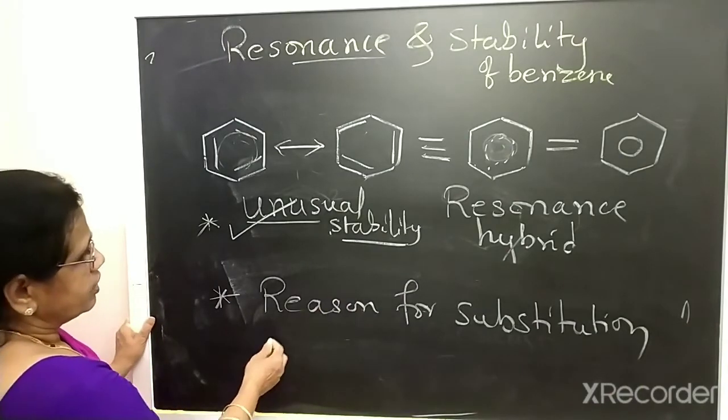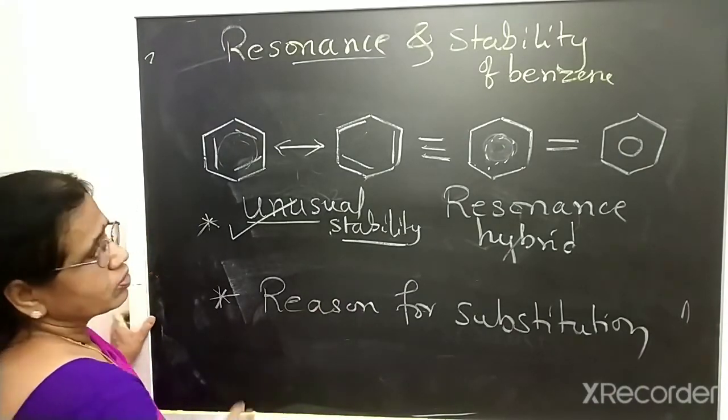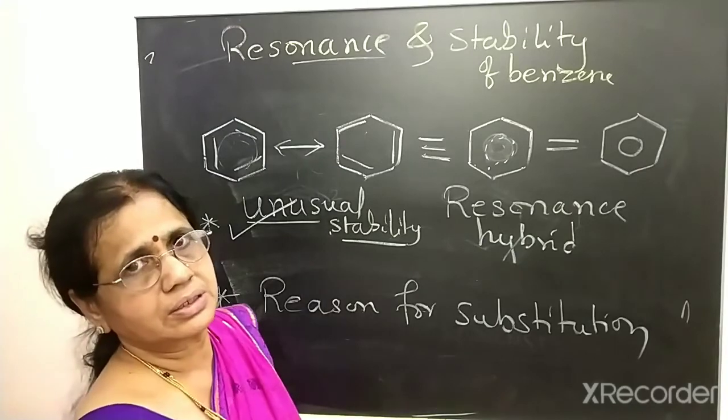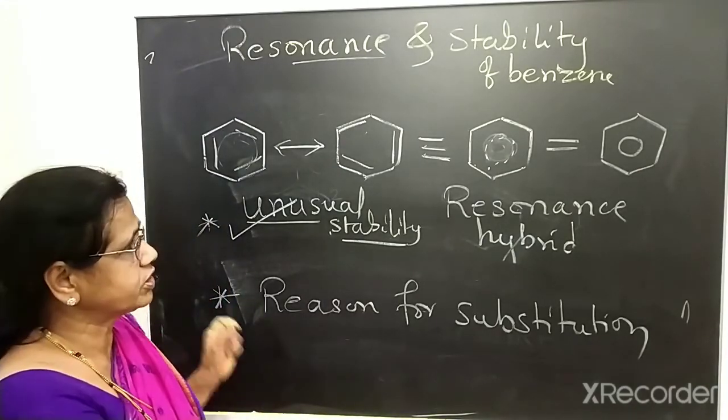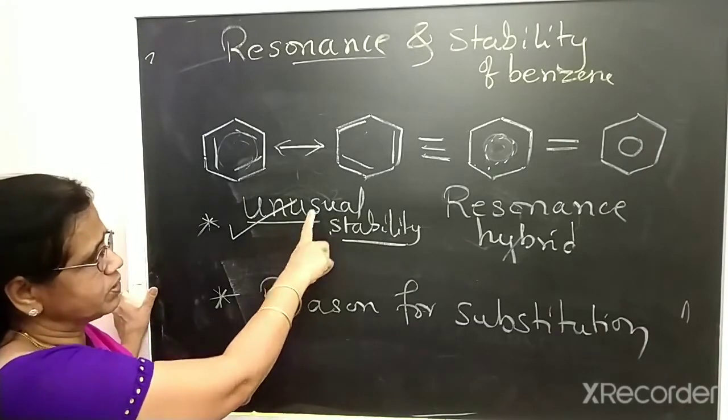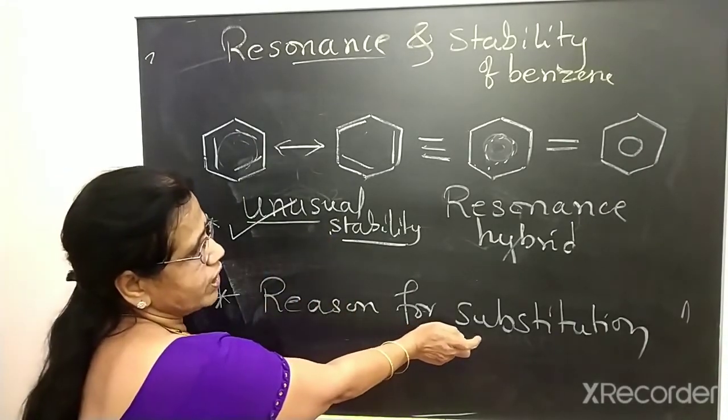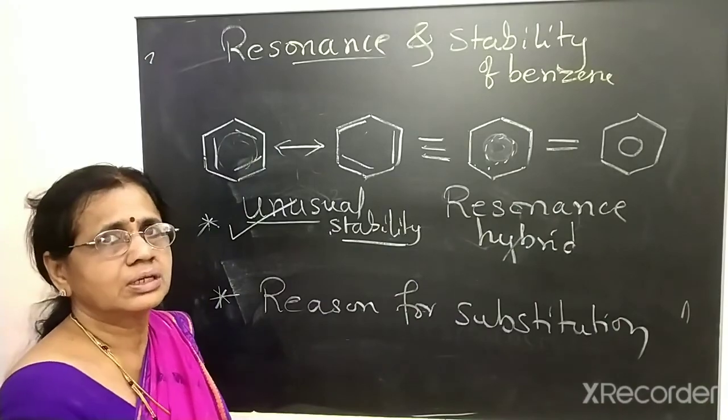So it was explained by the molecular orbital theory. The next theory, molecular orbital theory, explains the unusual stability of benzene, and also explains why benzene undergoes substitution reactions.